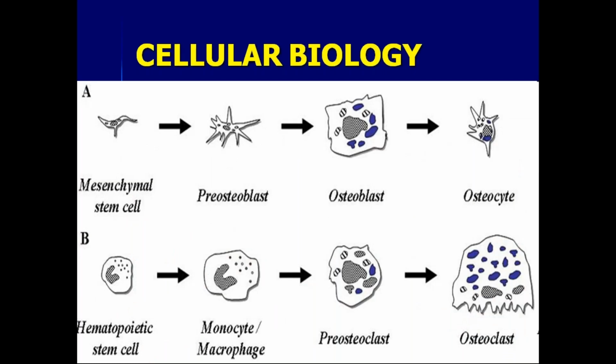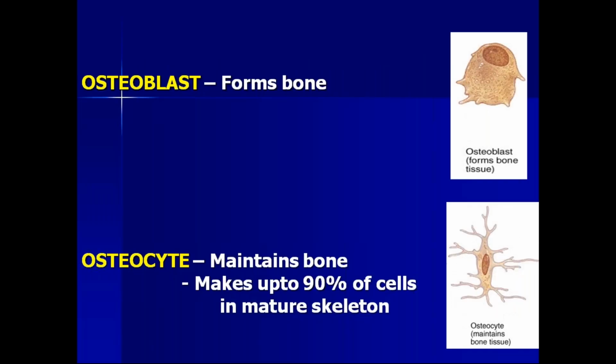Coming to cells, the mesenchymal stem cell differentiates into a preosteoblast and then osteoblast and then to osteocyte. The osteocyte is non-functional; it only gives structural support. Osteoblast is the bone forming cell. And osteoclast is formed from the hematopoietic stem cell, the monocyte macrophage, that differentiates into a pre-osteoclast and then osteoclast. Osteoclast resorbs the bone. So osteoblast forms the bone, and osteocyte maintains the bone, making up to 90% of the cells in the mature skeleton.